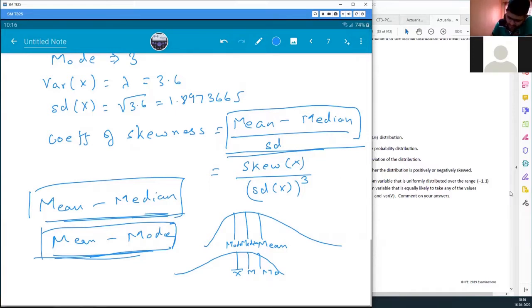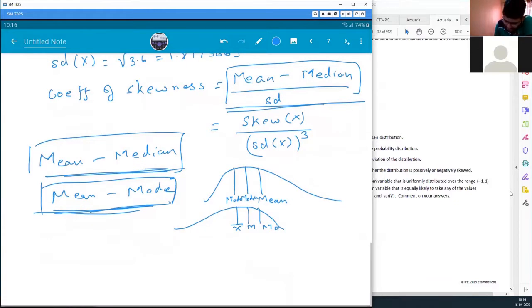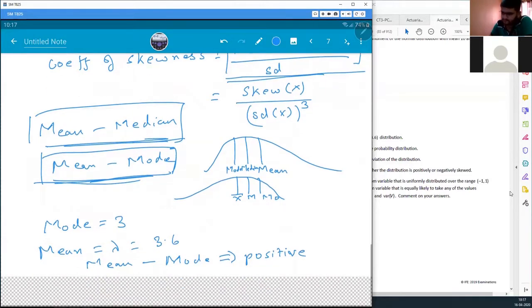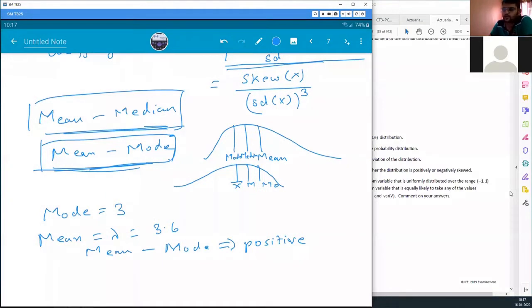So our mode is equal to 3 and our mean will be equal to lambda, that would be equal to 3.6. So mean minus mode we'll say is positive. Therefore, it is positively skewed. So this is how we'll explain this.